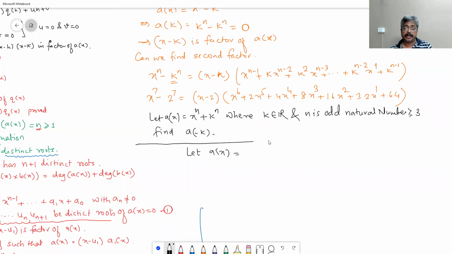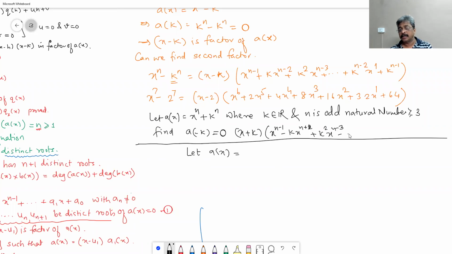I am assuming here that everything above is complete. This is equal to 0. So x plus k is a factor of a of x, and another factor will look like x raised to n minus 1 minus k times x raised to n minus 2 plus k square times x raised to n minus 3 minus dot dot dot. Last one will be plus or minus depending upon n. Sir, last one would be positive. Yes, plus, when n is odd, plus k raised to n minus 1.